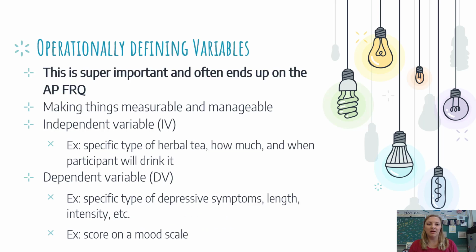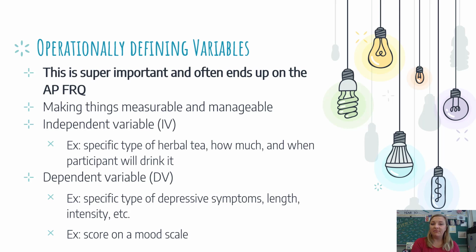The next thing we have to talk about is operational definitions. We've talked about this before, but I really want to stress that this is very, very important. It will always end up on the AP FRQ. So you definitely want to make sure that you are understanding operational definitions. Operational definitions are the specific, precise definitions of the variables in our study and the processes within our studies. Again, operational definitions make things measurable and manageable.